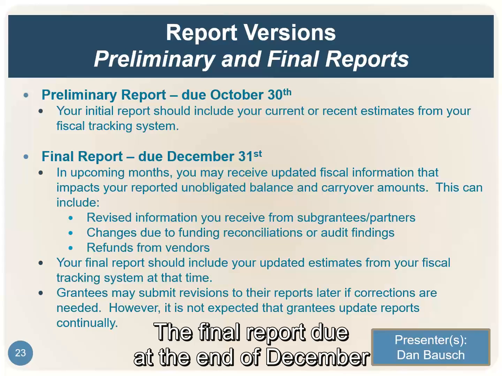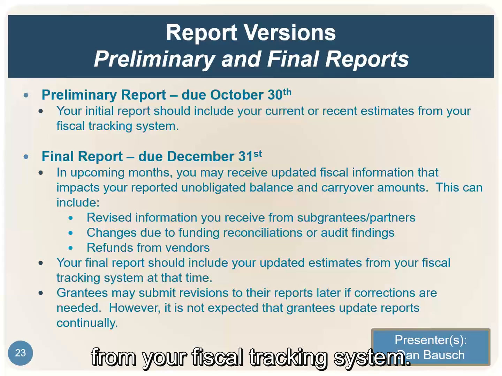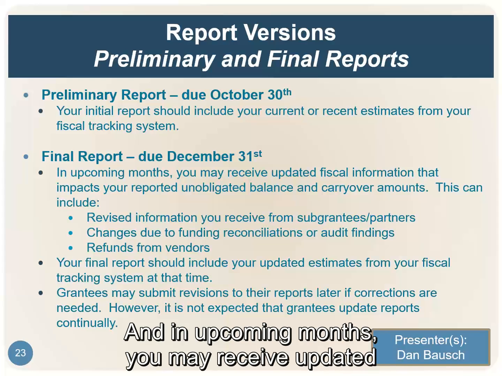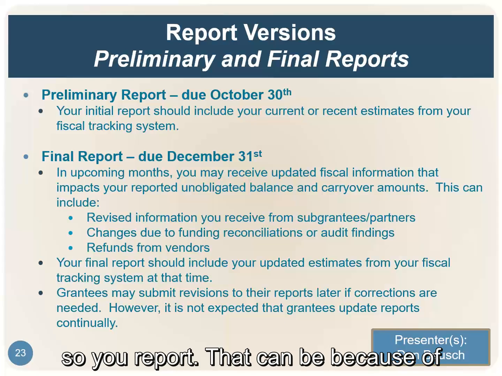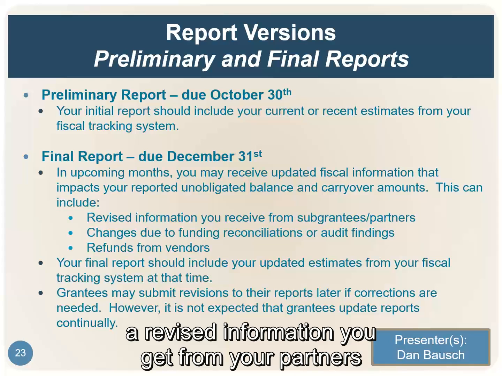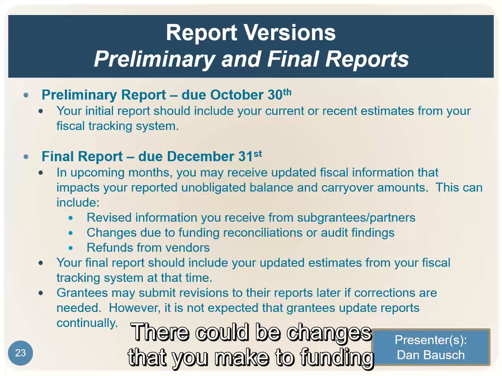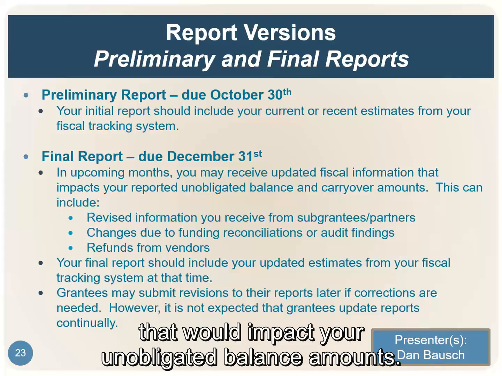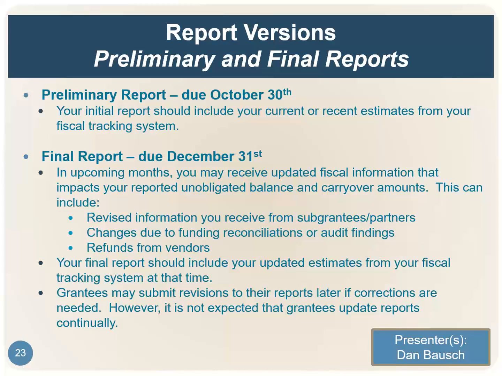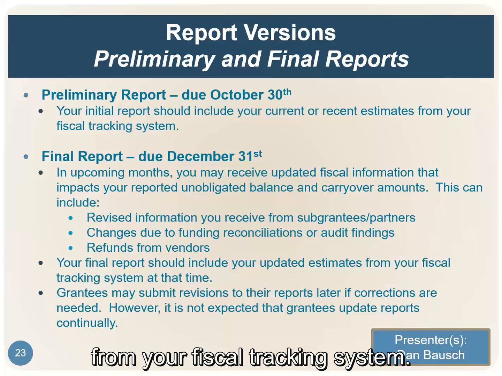The final report due at the end of December should be done at that time using your current information from your fiscal tracking system. And in upcoming months, you may receive updated fiscal information that would impact the unobligated balance and the carryover amounts that you report. That can be because of revised information you get from your partners or subgrantees. There could be changes that you make to funding due to funding reconciliations, or there could be refunds from vendors that would impact your unobligated balance amounts. So once again, your final report should use updated estimates from your fiscal tracking system.